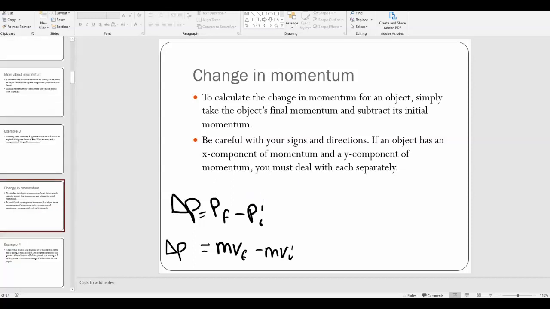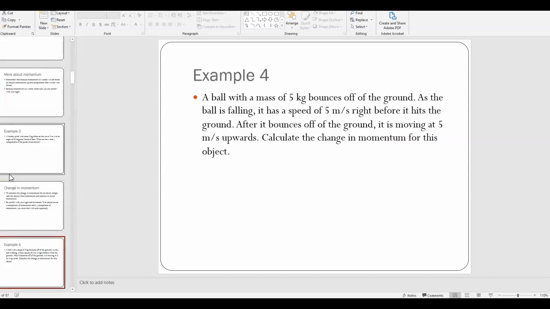All right, so example 4. Example 4 says a ball with a mass of 5 kilograms bounces off of the ground. As the ball is falling, it has a speed of 5 meters per second right before it hits the ground. After it bounces off of the ground, it is moving at 5 meters per second upwards. Calculate the change in momentum for this object. Okay, so I want you to pause it here and try to do example 4 on your own, calculating the change in momentum for this ball.